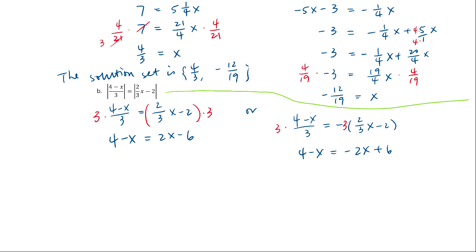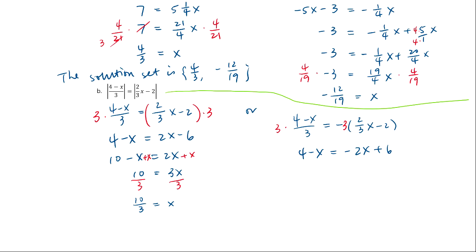Now going back to the first scenario, if I want to solve it, we can add 6 on both sides, and that would give me 4 plus 6 on the left, which is 10, minus x is equal to 2x. And to get the variables together, we can add x on both sides. And that gives me 10 is equal to 3x. Therefore, if I divide by 3 on both sides, I will get 10/3 as the solution.